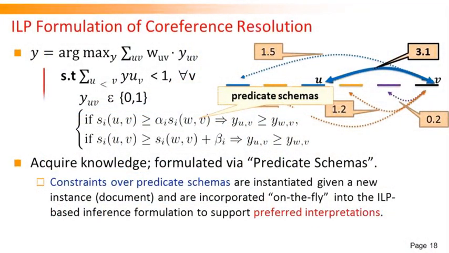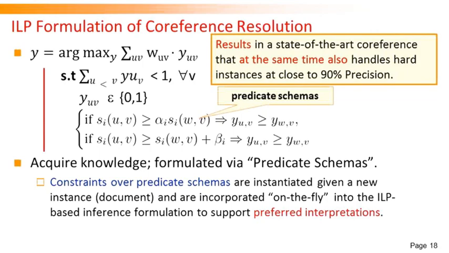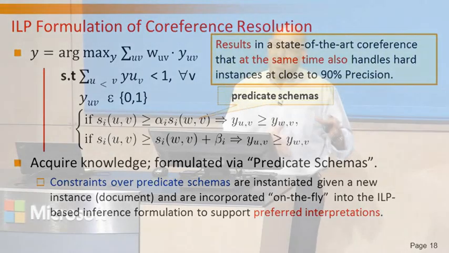So essentially, in real time, as I read the sentence, I'm instantiating these predicate schemas with the text of the sentence in the right way, and on the fly incorporating them as constraints into my ILP so that they will support my preferred interpretation, or the expected output that I want to see, something that makes sense. Overall, this approach gives a state-of-the-art coreference resolution system that at the same time also solves, with about 90% accuracy, what we call the hard coreference problem.